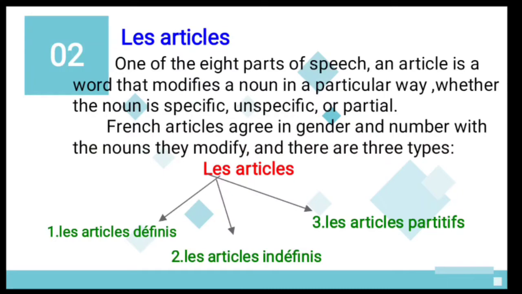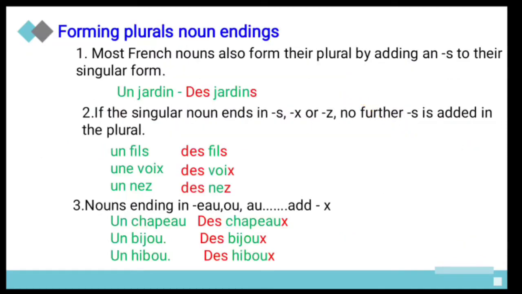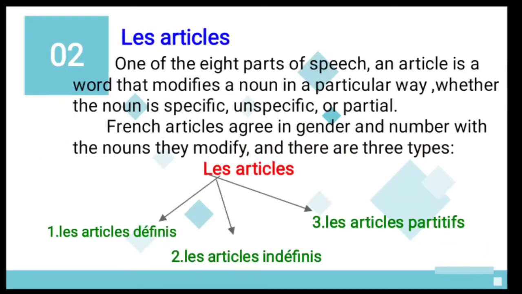Let us move to the next topic, that is les articles. Les articles means the articles. So one of the 8 parts of speech, an article, is a word that modifies a noun in a particular way, whether the noun is specific or unspecific or partial. So what is an article? Article means a particular item or object.